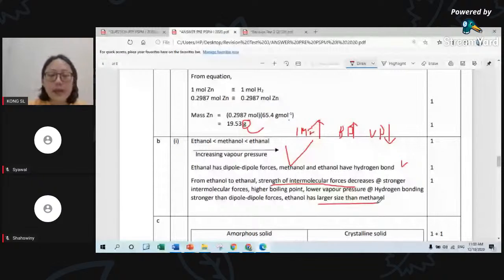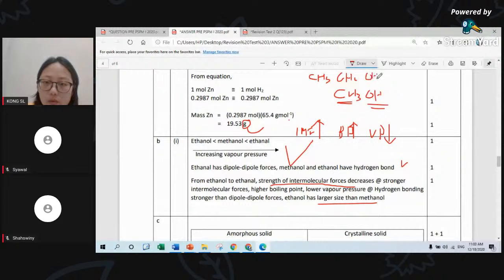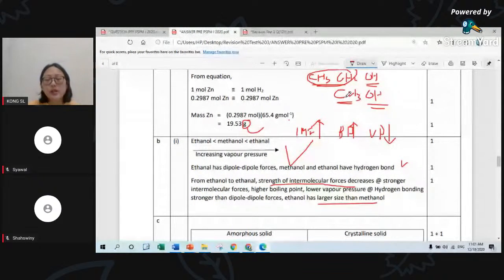Madam ulang. First you mention ethana has dipole-dipole forces. Methanol and ethanol have hydrogen bonds. At the same time, they also have dipole-dipole forces, because if you draw the structure, CH3OH, this is methanol. Over here is the hydrogen bond, over here is the dipole-dipole force. Ethanol, CH3CH2OH: here is the hydrogen bond, here is the dipole-dipole. That's why the size of ethanol is larger, and so the dipole-dipole forces for ethanol are stronger than methanol.